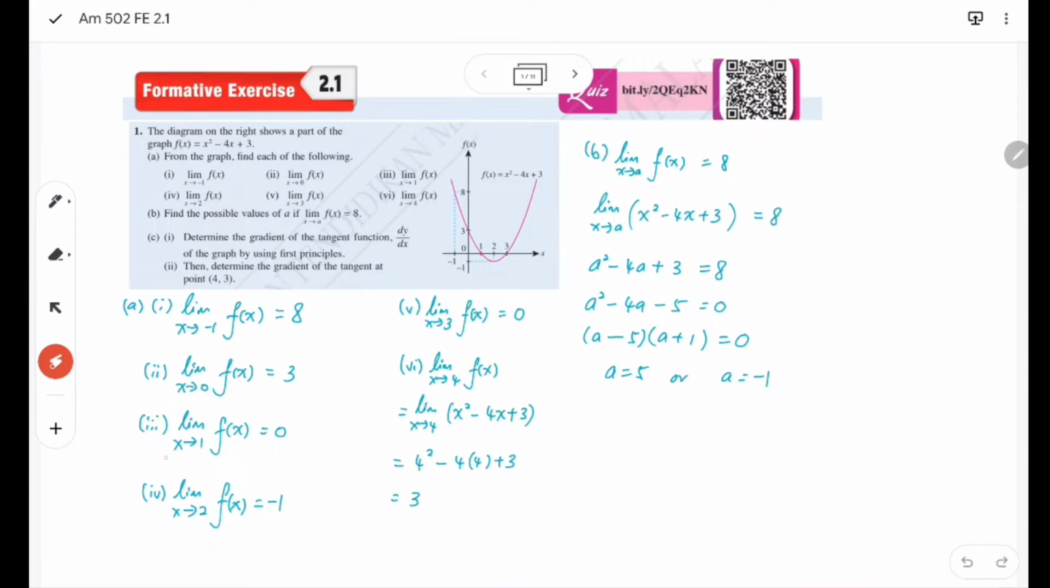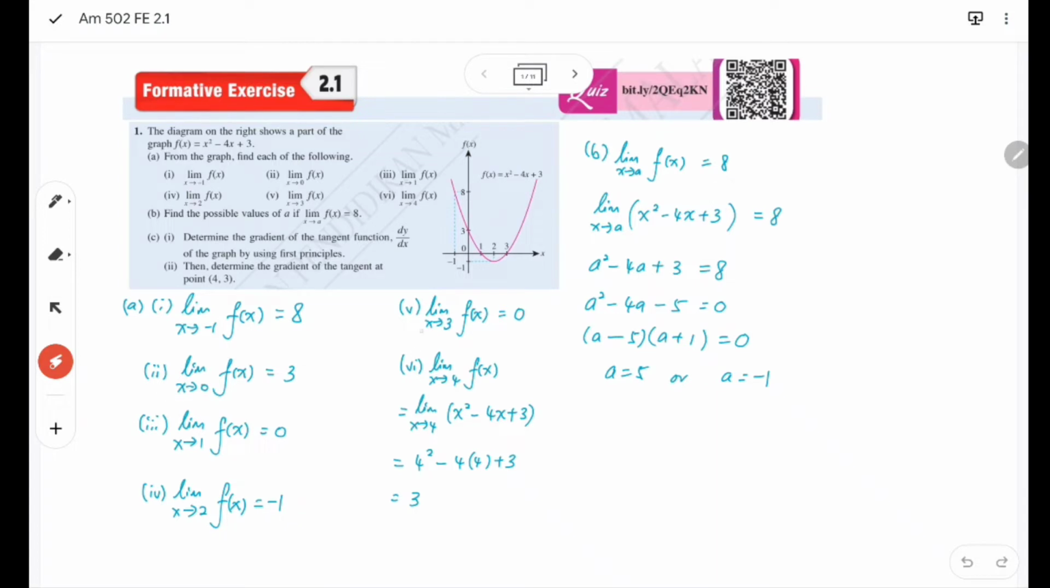Number 3, limit of f(x) when x tends to 1. So when x tends to 1, from the left of the graph and from the right of 1, we see that it tends to 0. So the limit of f(x) when x tends to 1 equals 0. Number 4, limit of f(x) when x tends to 2. So when x is 2, from the left and from the right, it tends to negative 1. So the limit of f(x) when x tends to 2 equals negative 1.